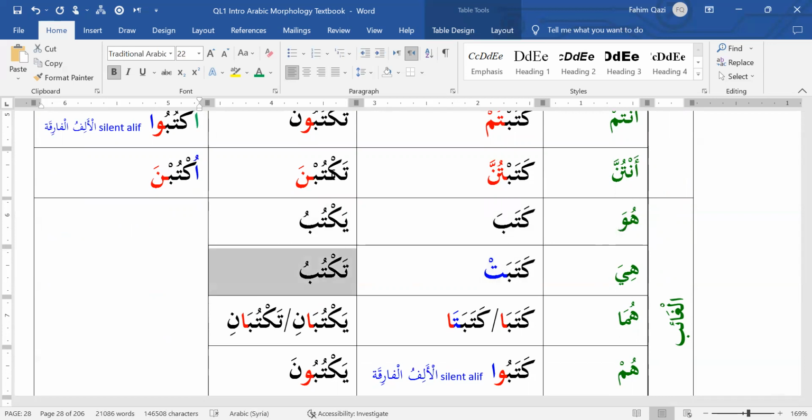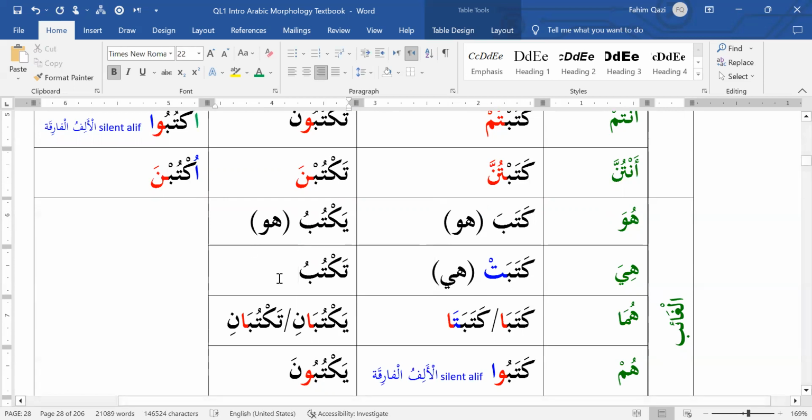The fa'il for taktubu and katabat is hiya mustatir. And when the fa'il is mustatir, how do we write it? We write it in parentheses like this to indicate it's mustatir. So it's huwa. And here the fa'il is hiya. The fa'il here is hiya also. Okay, so the fa'il can be mustatir. If there's no red, that means it's mustatir.